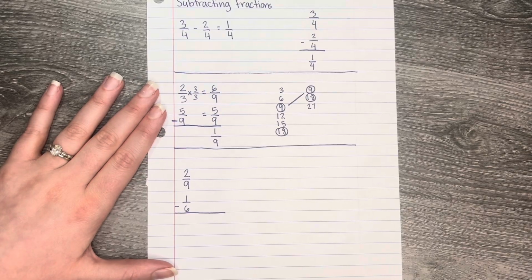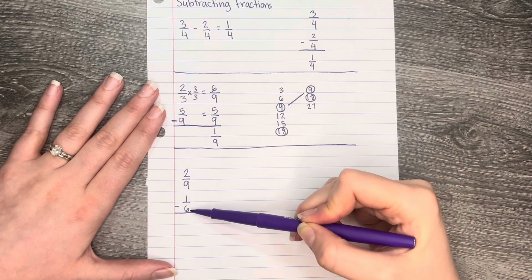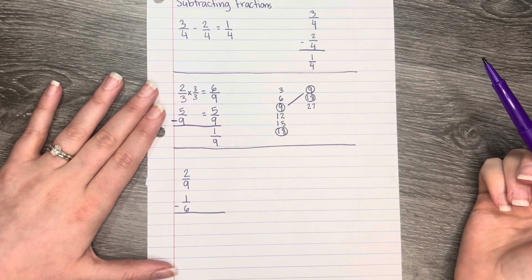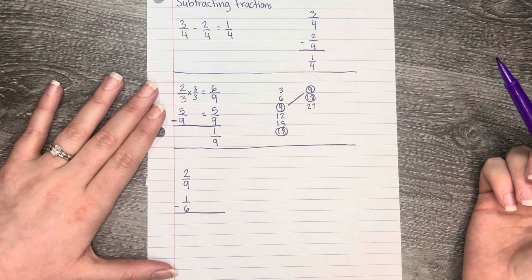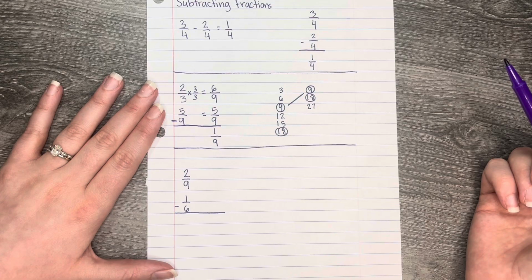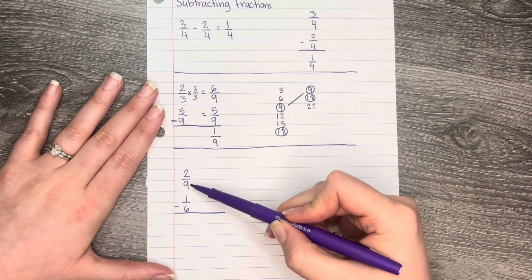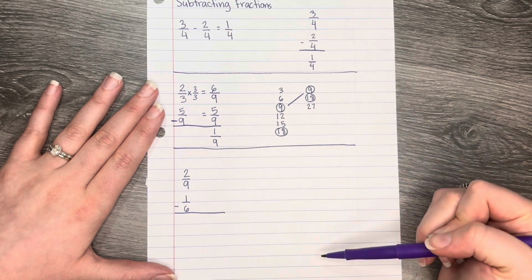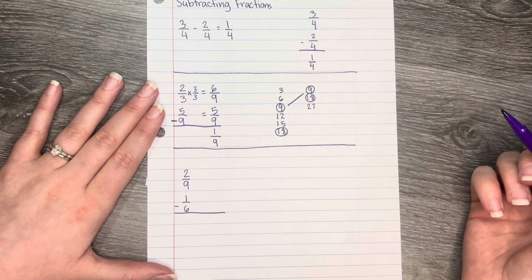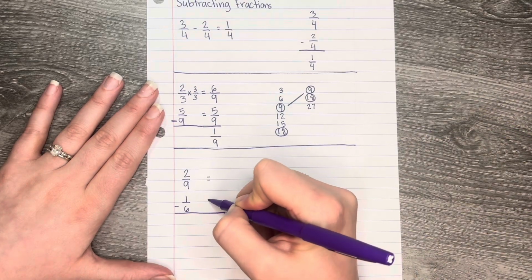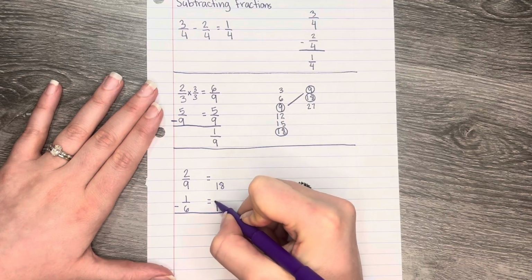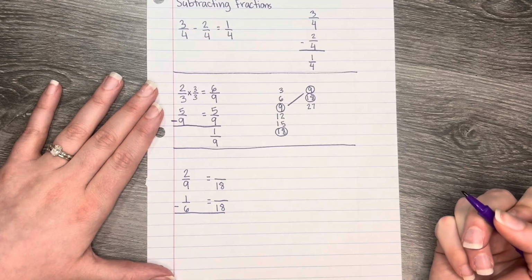Let's look at one more problem together. Here I have 2/9 minus 1/6. I see that I do not have the same size pieces, so I must find a common denominator. If you aren't confident in finding common denominators, I have another video that focuses just on that. I have lots of options for common denominators. I could list the multiples of 6 and list the multiples of 9, but I want to find the least common multiple. And I know that the least common multiple between 9 and 6 is 18. I'm going to find a common denominator of 18ths.